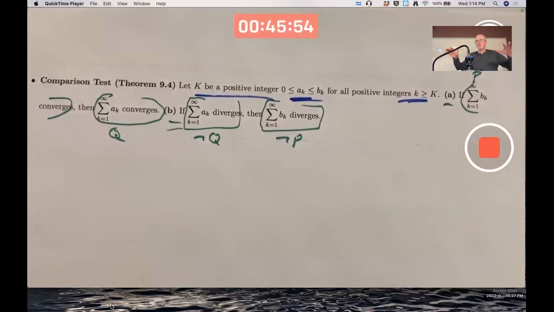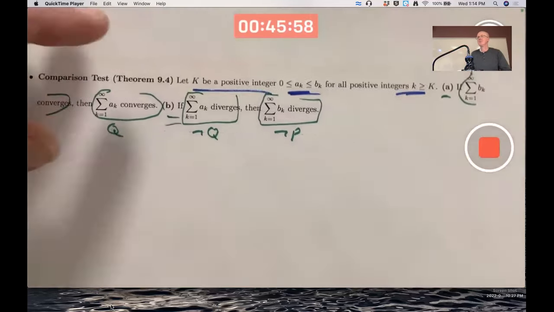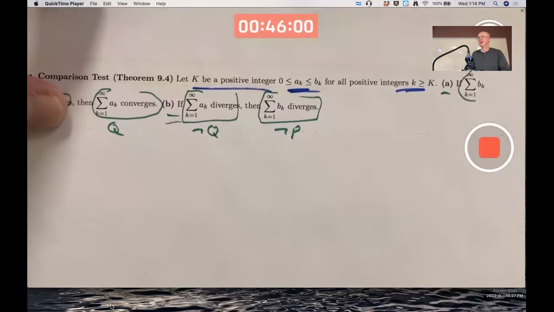Those are the kind of boring proofs, right? I really have to say all these things? Yes, you do. In the order that I showed you on Monday.